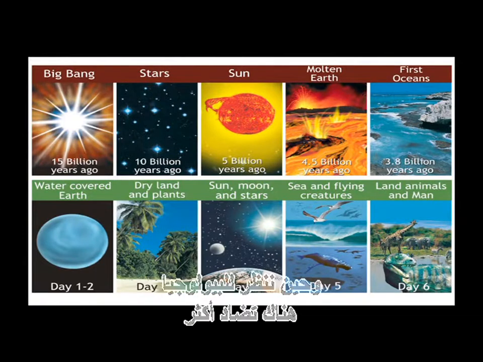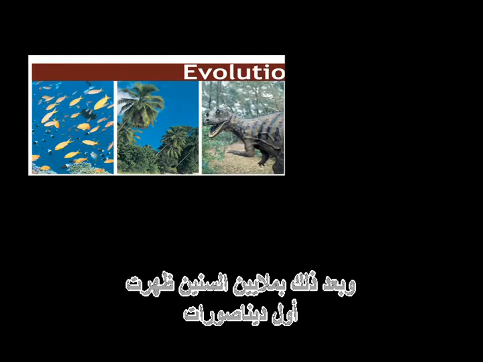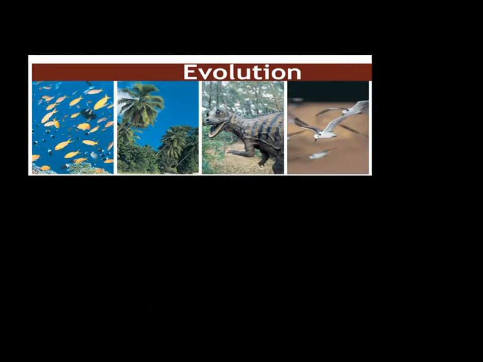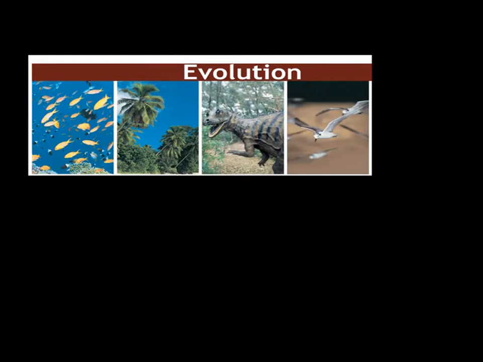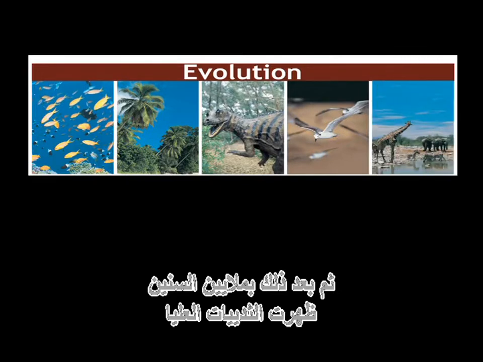When we look at the biology, there's even more contradictions. In the evolutionary view, life began in the oceans. The first creatures were sea creatures. And then millions of years after that, land plants evolved. Millions of years after that, the first dinosaurs evolved. And then millions of years after the first dinosaurs, the birds evolved. And most evolutionists believe that dinosaurs evolved into birds. And then millions of years after the first dinosaurs, the higher mammals evolved.